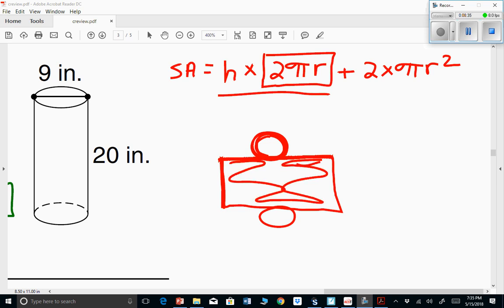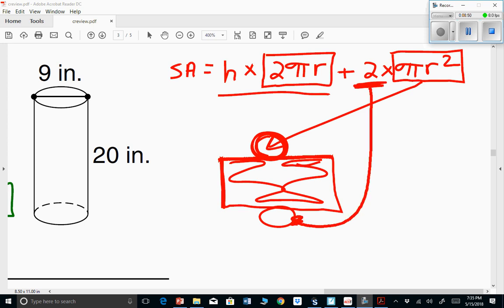And then I'm hoping you also recognize pi r squared. Pi r squared is the formula for the area of a circle. So this gets us one circle, and the fact that we're multiplying it by 2 gets us the other circle. So we've got the rectangle plus the 2 circles. That's where that formula comes from. Even if you don't understand where the formula comes from, you can still use the formula to find the surface area of this cylinder.